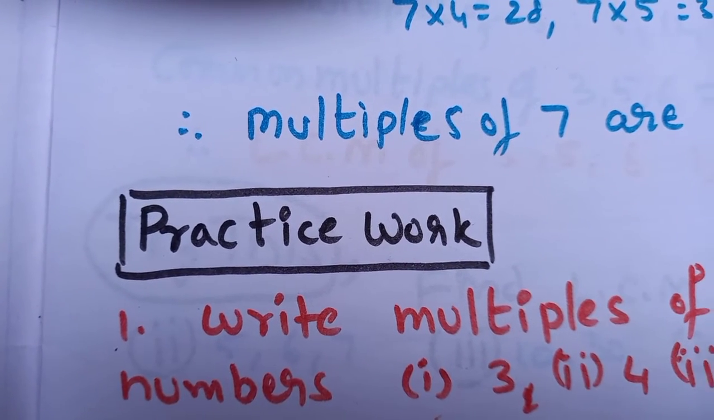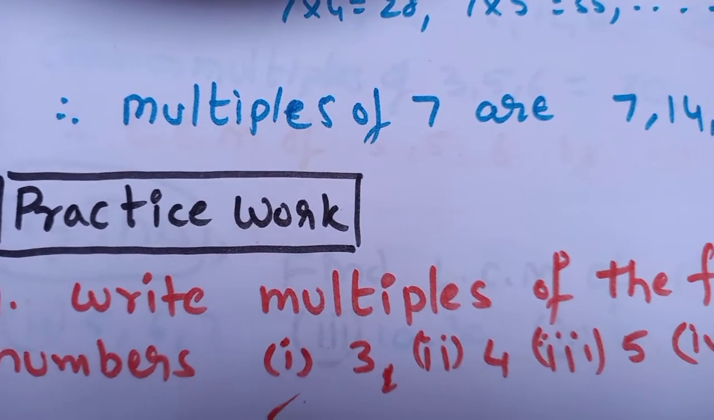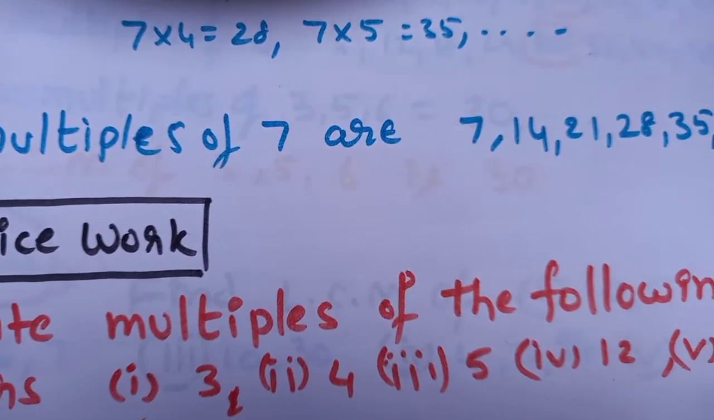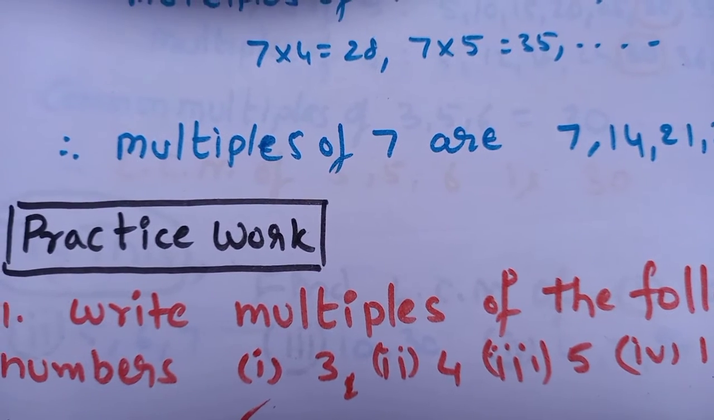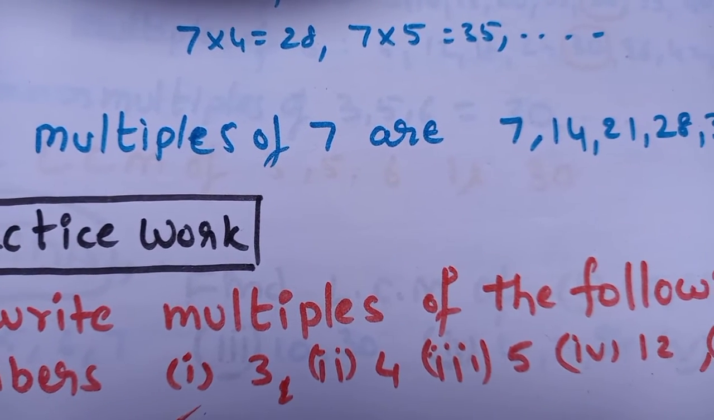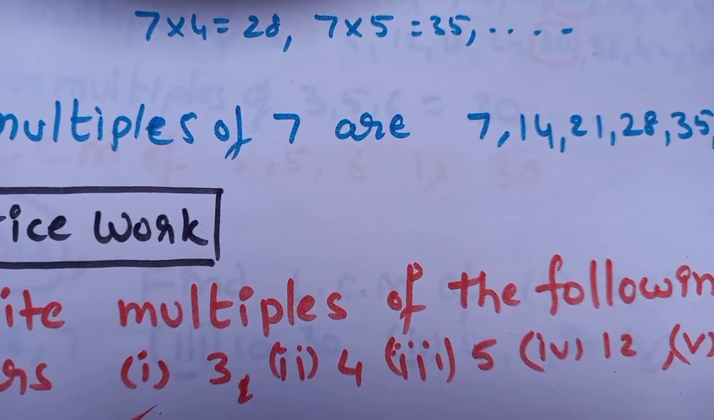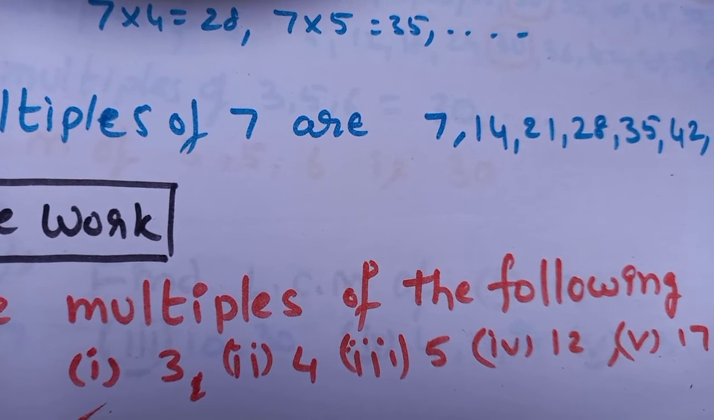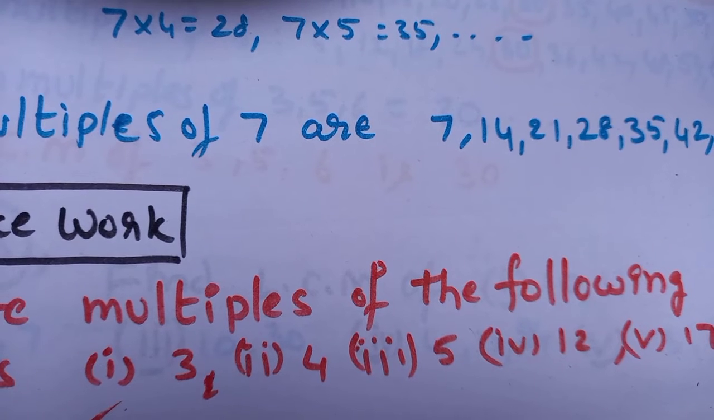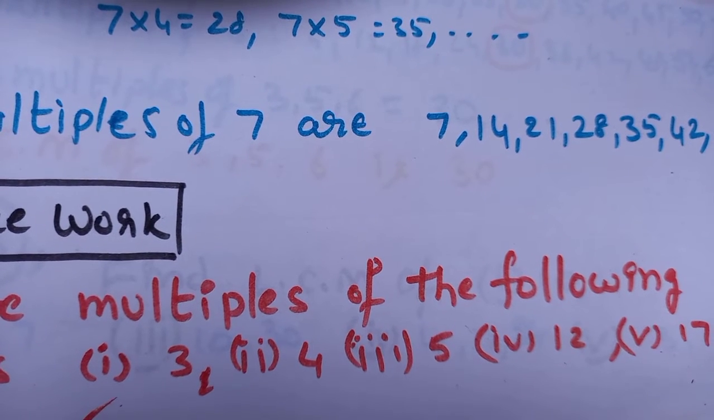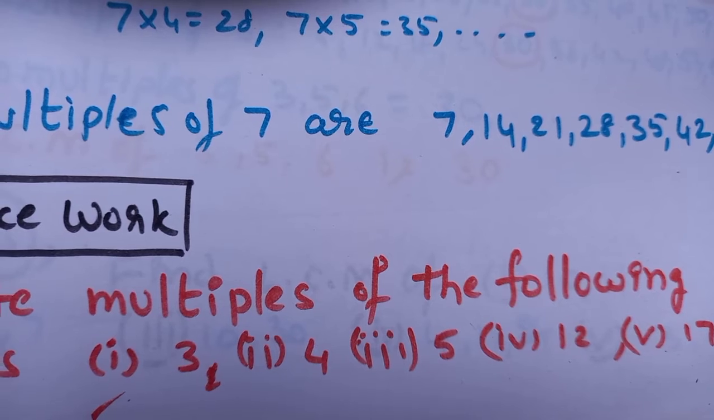Now, practice questions. Write multiples of the following numbers: 3, 4, 5, 12 and 17. Children, complete in your notebook, pause the video and write down now.